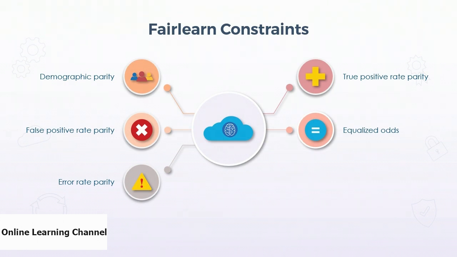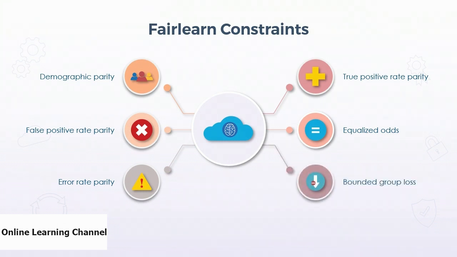Meanwhile, the equalized odds constraint is generally used in combination with the true positive and false positive rate constraints. It makes sure that all the rates are the same across all the groups. In other words, this constraint tries to even the odds of getting a false positive versus a true positive, but across all the sensitivity groups.